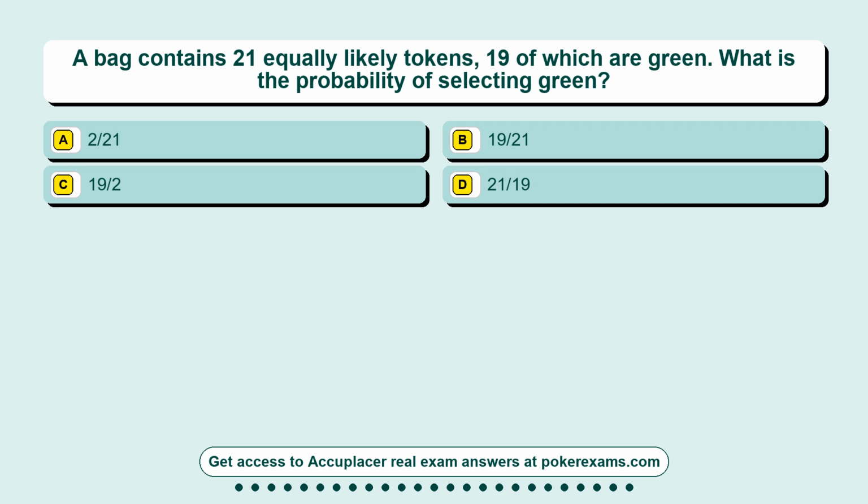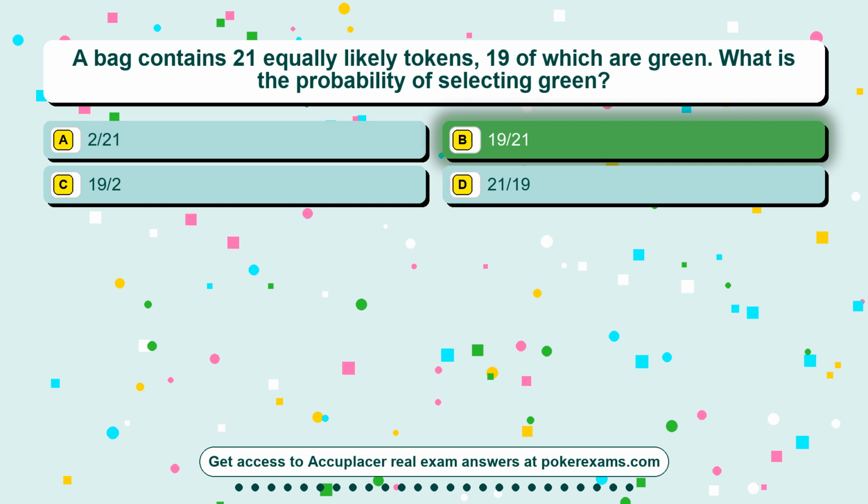Question 9. A bag contains 21 equally likely tokens, 19 of which are green. What is the probability of selecting green? Option A, 2/21. Option B, 19/21. Option C, 19 halves. Option D, 21/19. The correct answer is option B, 19/21.